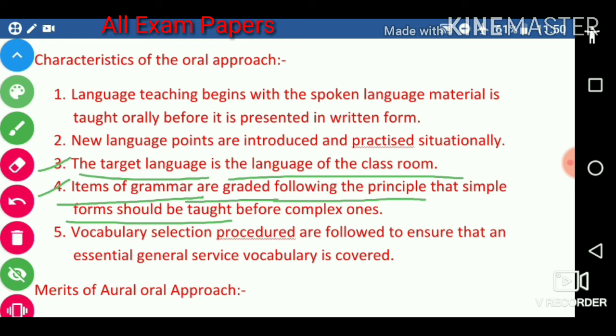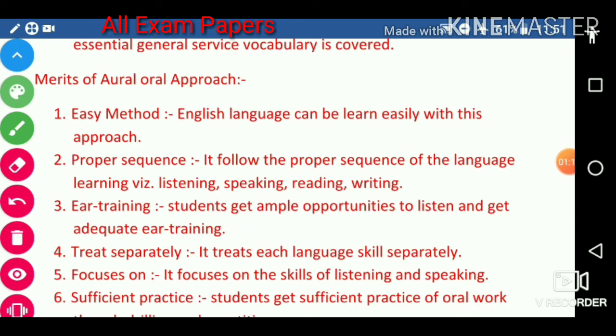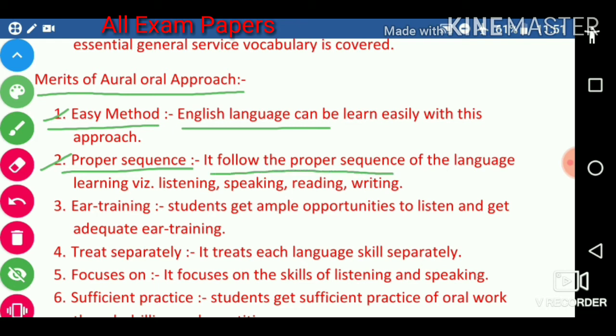Next is vocabulary selection. Procedures are followed to ensure that an essential general service vocabulary is covered. Merits of oral approach. First is easy method. English language can be learned easily with this approach. Next is proper sequence. It follows the proper sequence of the language learning, for example, listening, speaking, reading, writing.